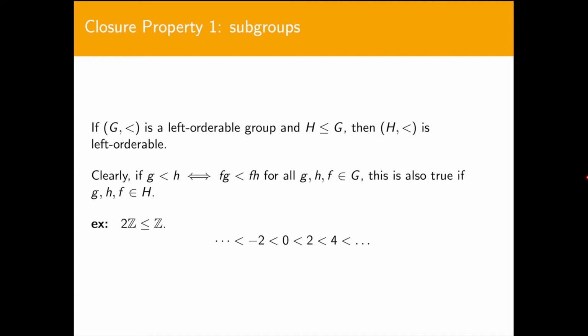Left orders are closed under subgroups. So if G is a left-orderable group and H is a subgroup of G, then H inherits the left order from G. Clearly, if G is smaller than H if and only if F times G is smaller than F times H for all G, H, F in G, then this is also true for all G, H, and F in H. For example, the subgroup of even integers inherits the natural order on the integers.